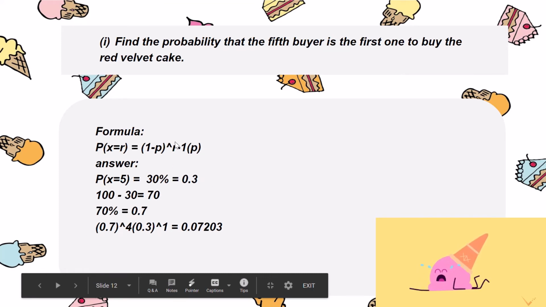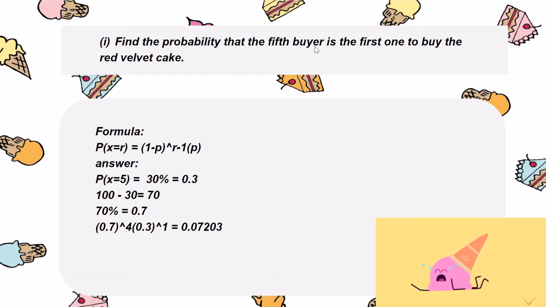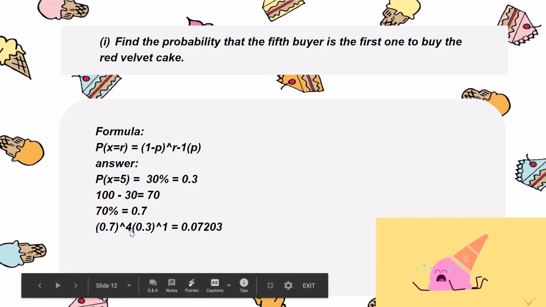To the power of r minus 1. r here means the buyer. There are 5 buyers, so 5 minus 1 is 4. You can write 4 here. Times p. p is 0.3, so we can simply write 0.3 to the power of 1, which means times 1, or only 0.3. So in your calculator, you can come up with this answer.